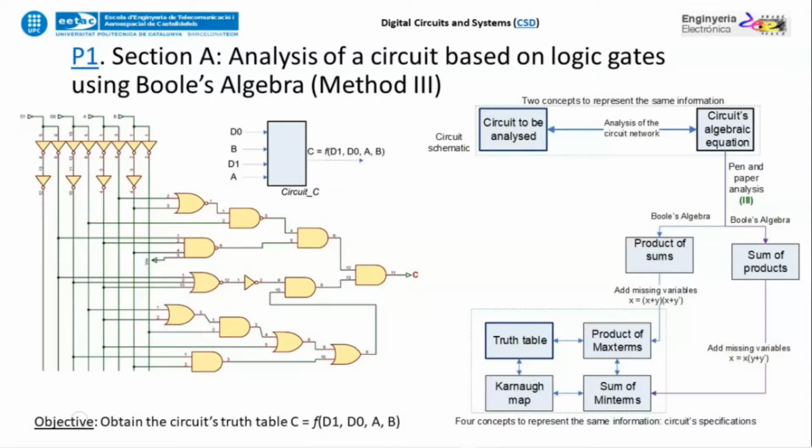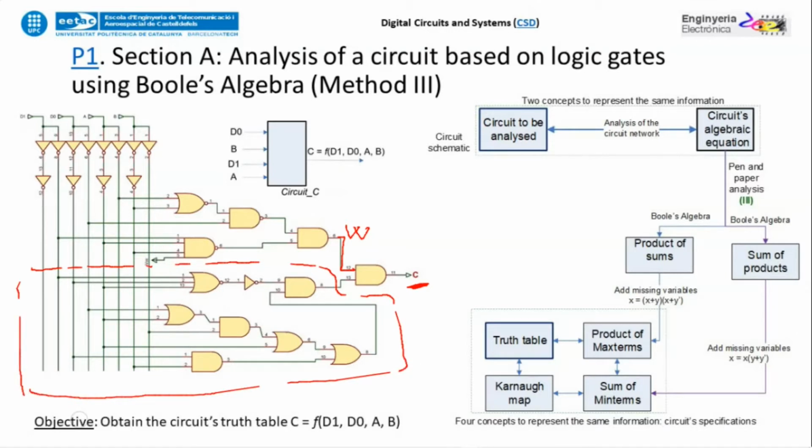Hi, this time we will complete the analysis of the circuit C, right? We got it up to the W wire. This is what we got before in one of the previous recordings. So now we will complete it to the end, adding the gates that you've got down there in the second section of the circuit.